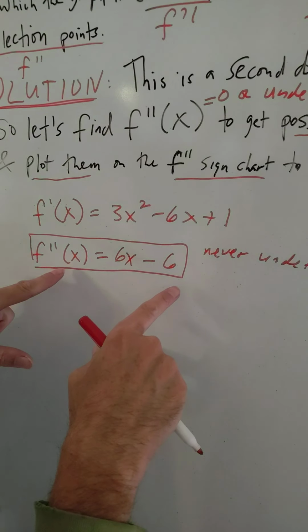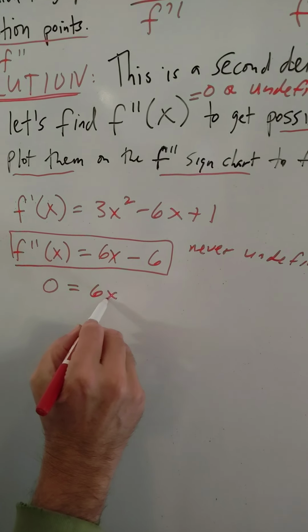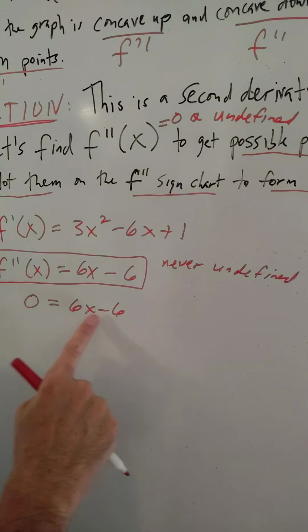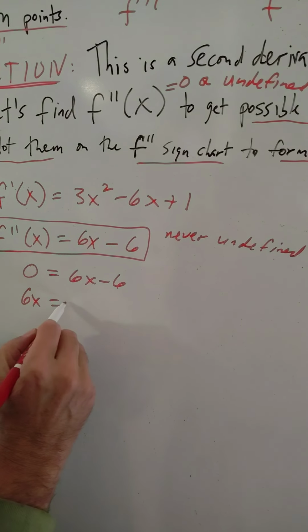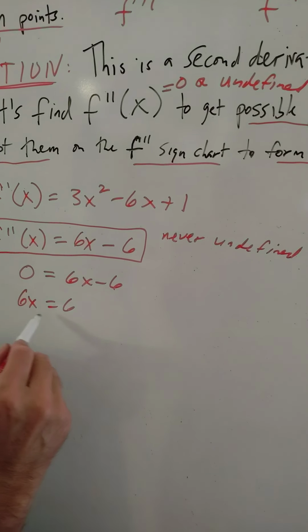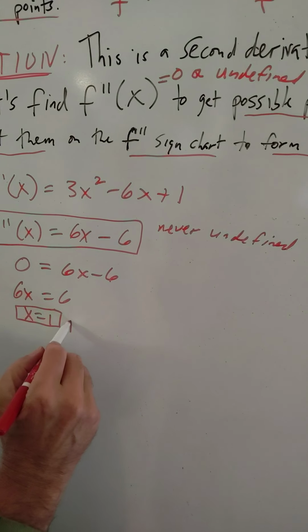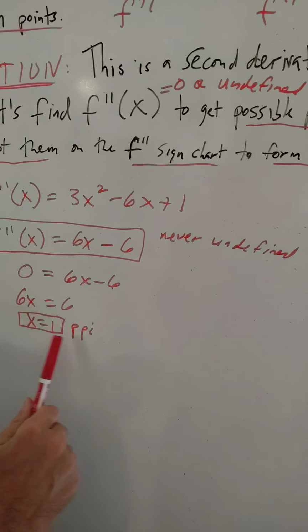The other way to get possible points of inflection is to set that second derivative equal to 0. So let's solve this equation. I'm going to get the x term by itself by adding 6. So 6x equals 6. Dividing by 6, we get x equals 1. This is our only possible point of inflection, PPI.